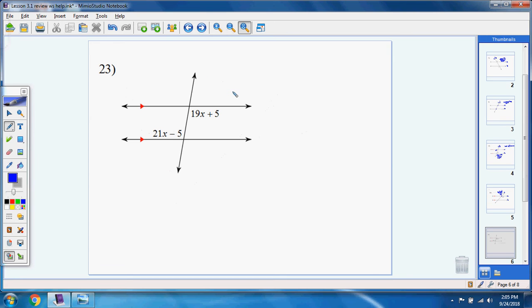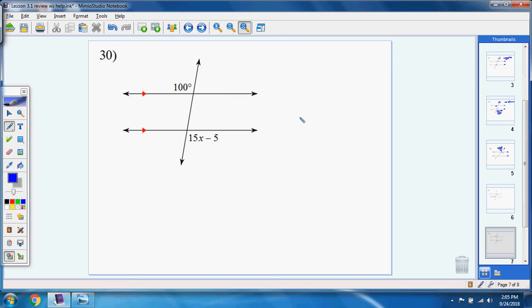All right, so this last set of your problems is, again, give me the vocab term, and then I need you to solve for x. So this is where our chapter 1 information comes into play. So instead of 23 first, let's actually do number 30 first, because this one will be easier to solve.